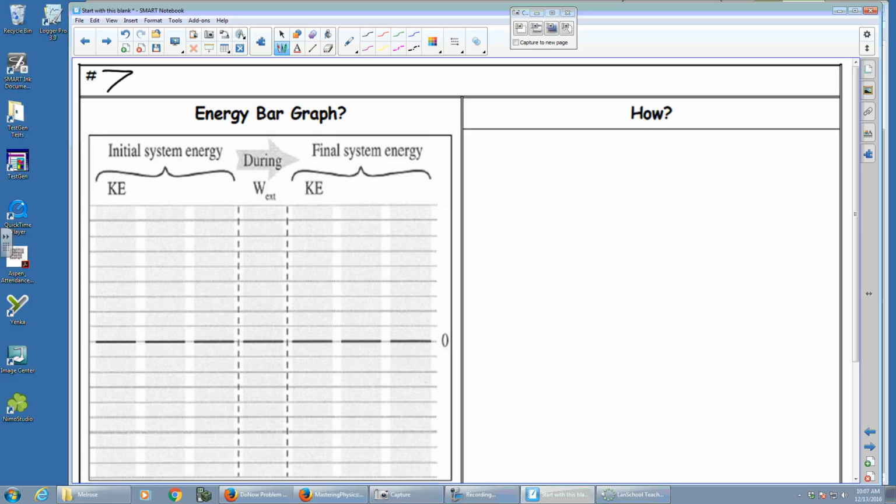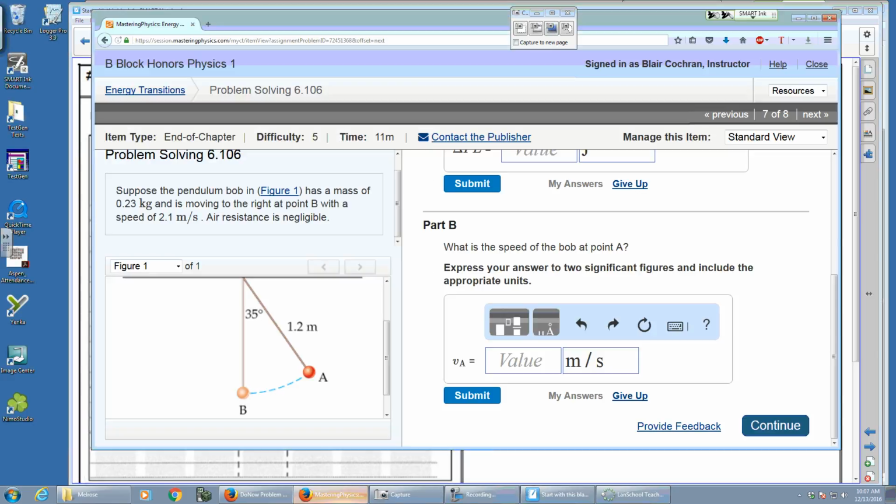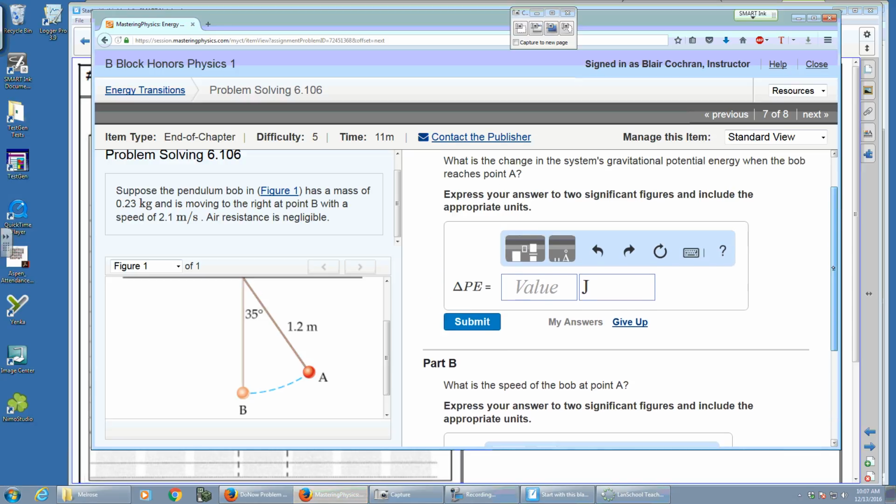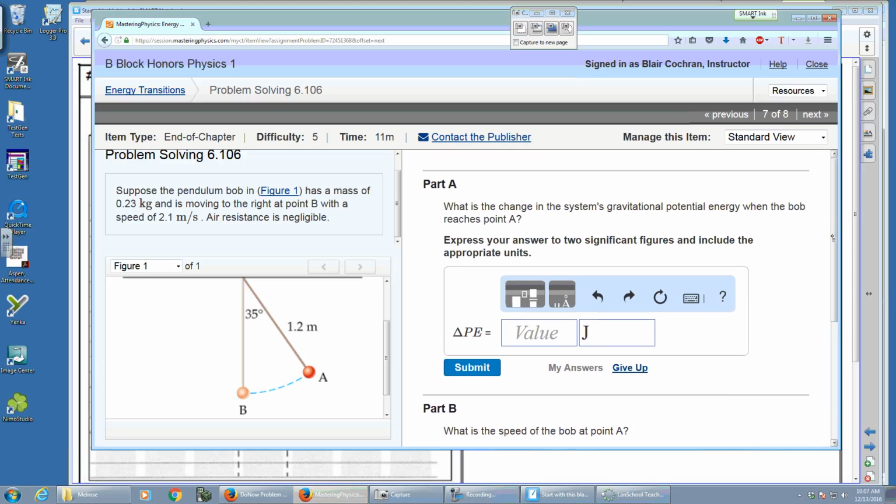So I'm going to use the same 2 columns I used last time. Do we think there's any external work being done here? No, I'm going to assume that there isn't. Air resistance is negligible. That tells me right there, right?